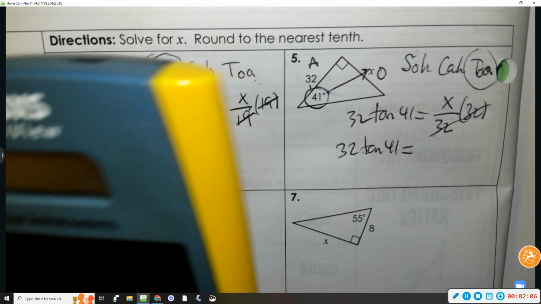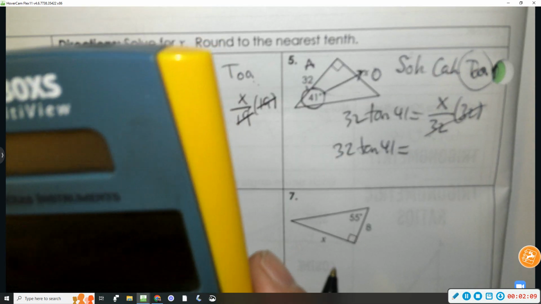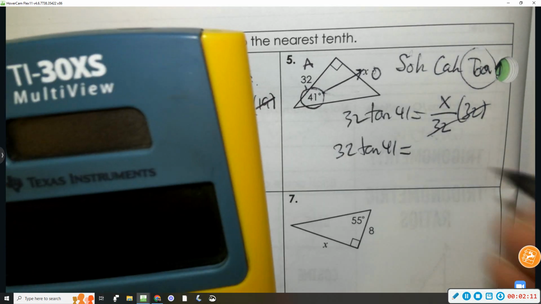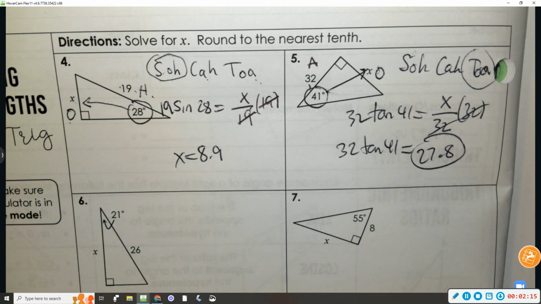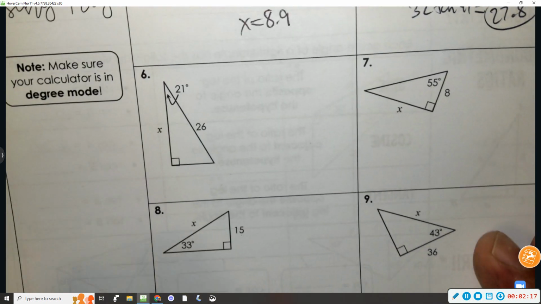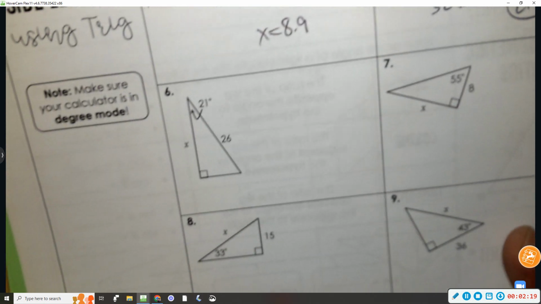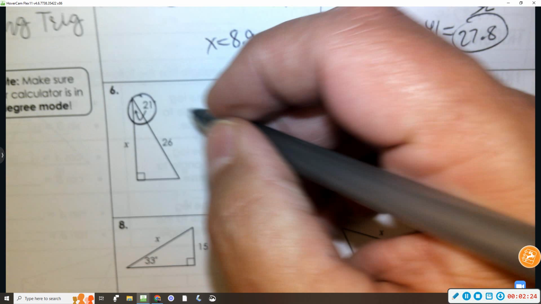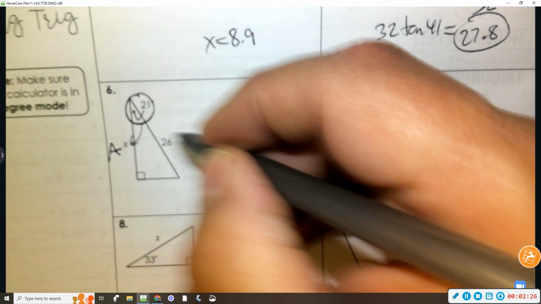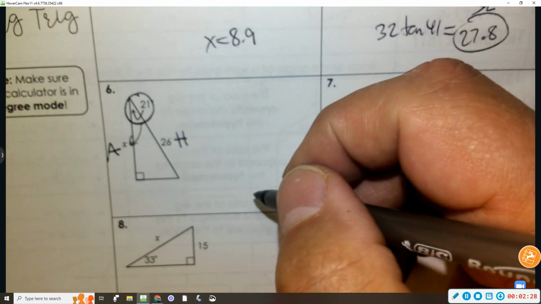So again, 32 tangent 41, and you get 27.8 with your calculator. Number 6. Let's go through the steps again. Circle the angle. X is adjacent, and 26 is the hypotenuse.